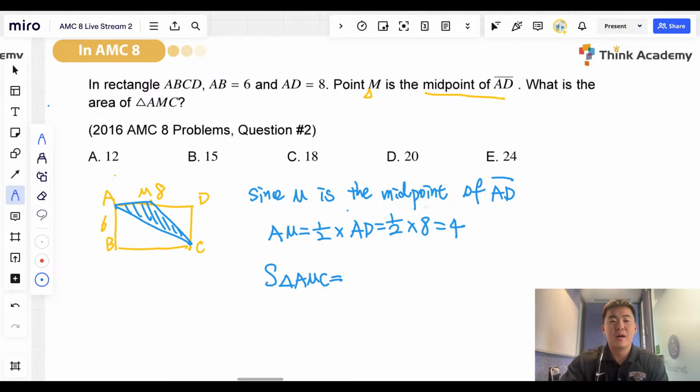Then the area of triangle AMC, still, when looking for the area of a triangle, we think about the basic formula, right? The base times height divided by 2. So the base should be AM. And the height: since this is an obtuse triangle, its height falls outside of the triangle itself. This should be its height.